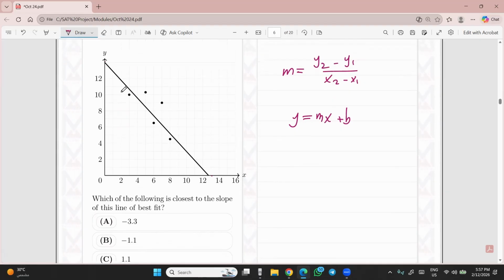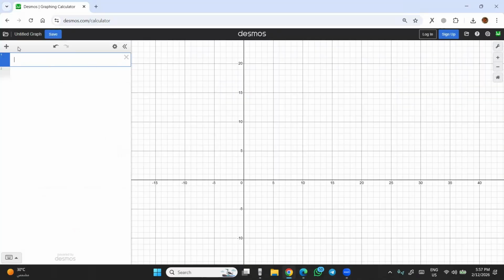So let's draw the graph. Just draw the points, 0 and 14 and 12.7 and 0. Let's make it on Desmos here. You just make a table, plus here and make a table. And then put the 2 points. 0 and 14 is the one that is on the y-axis. And on the x-axis, we have about 12.7. It's an approximate answer, of course, and 0.